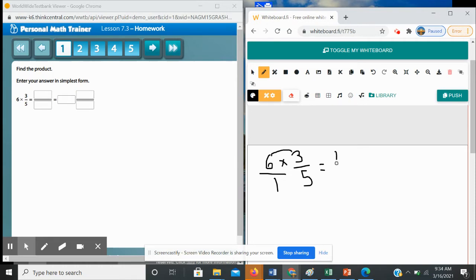6 times 3 is 18. Then I'm going to multiply denominator by denominator. 1 times 5 is 5. And that's an improper fraction, so I have to change it to a mixed number.